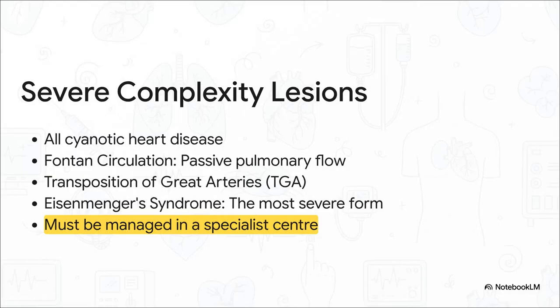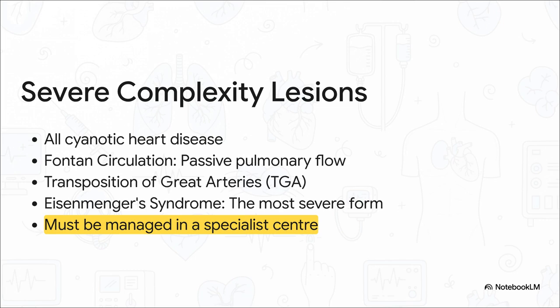And then we have the severe complexity group. If a patient has any cyanosis, any at all, they're automatically in this category. This is where you find really unique physiologies, like the Fontan circulation, where the blood flow to the lungs is completely passive and incredibly sensitive to every little thing we do with anesthesia. These are the highest risk patients, and they must be managed in a specialist center unless it's a true life or death emergency.